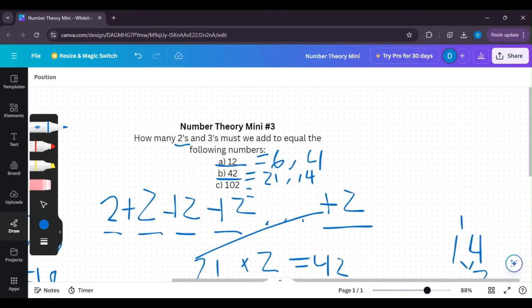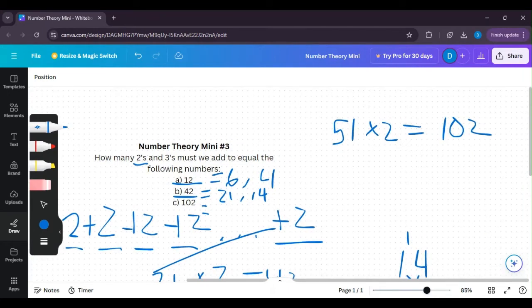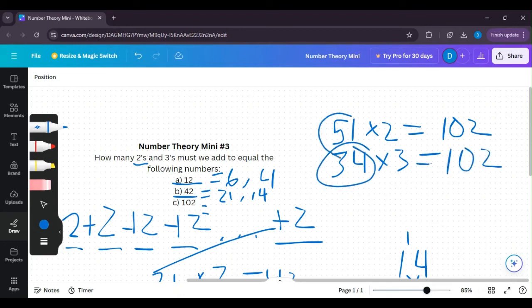So 102, that's just 51 twos, and that's equal to 102. And threes as well, that's equal to 34 threes, and that's what we're actually trying to look for. So 34 threes, and that means the two answers are 51 and 34.